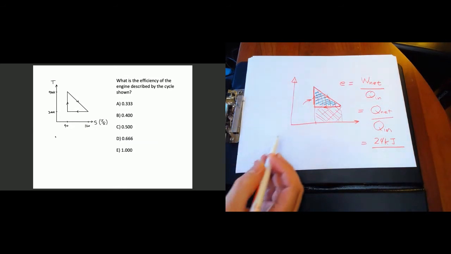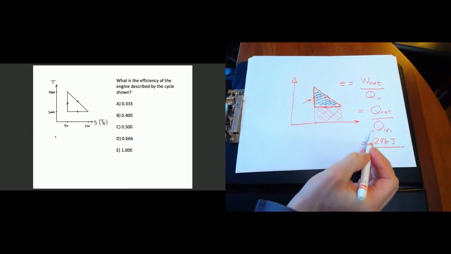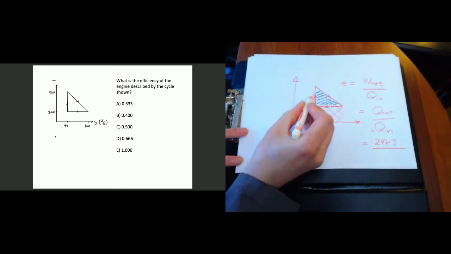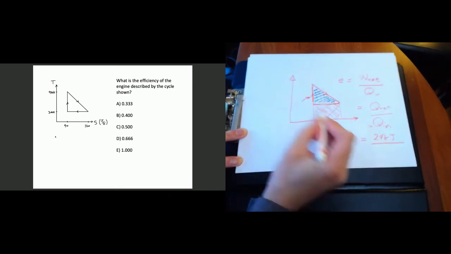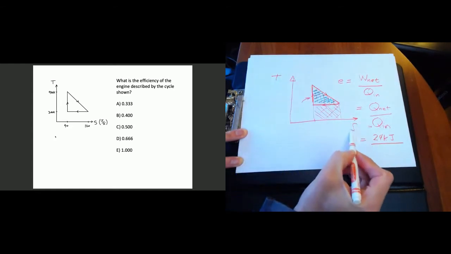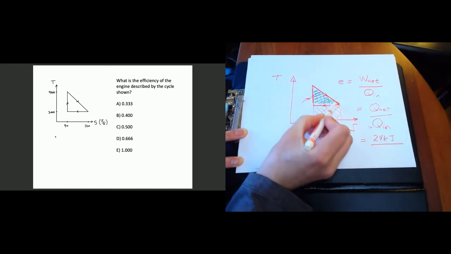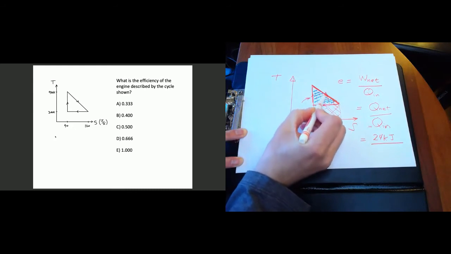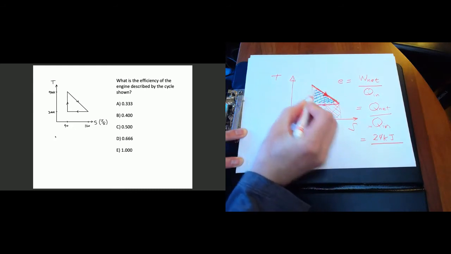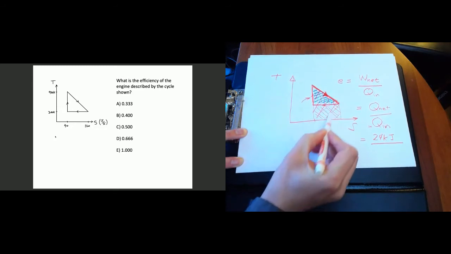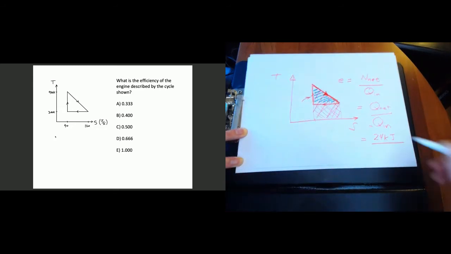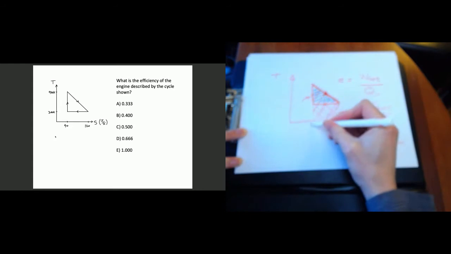And now the area, the heat that goes in. We can ask, which parts of this cycle would have heat going in? Those are the parts with increasing entropy. So that's only this diagonal line. And the heat for that part of the cycle is the area under the diagonal line all the way down to the axis.